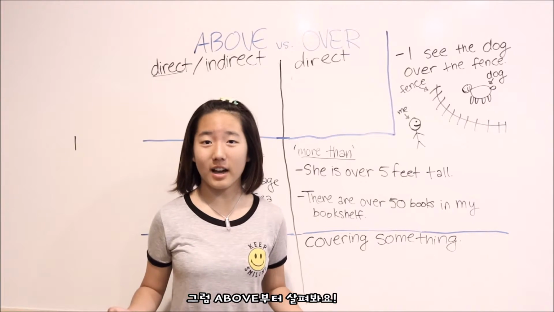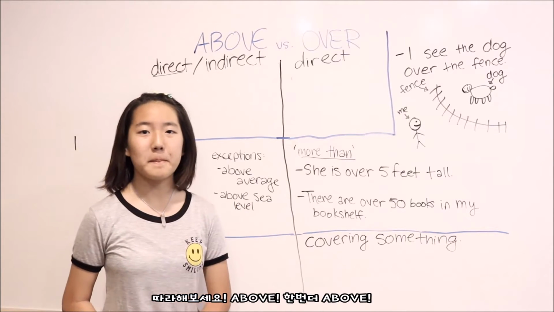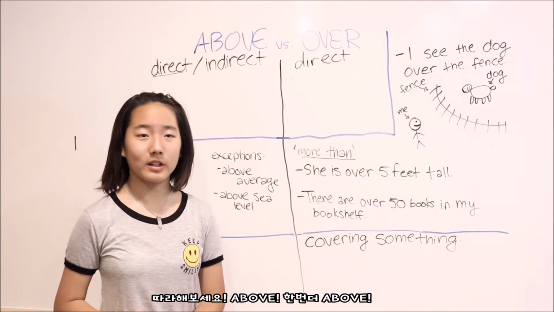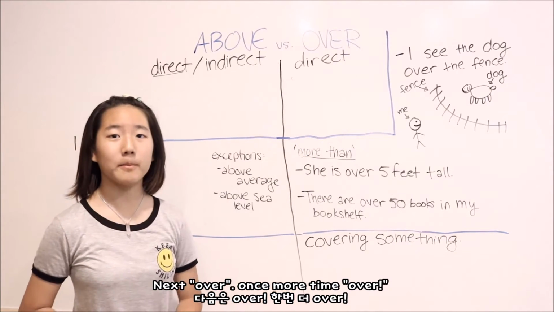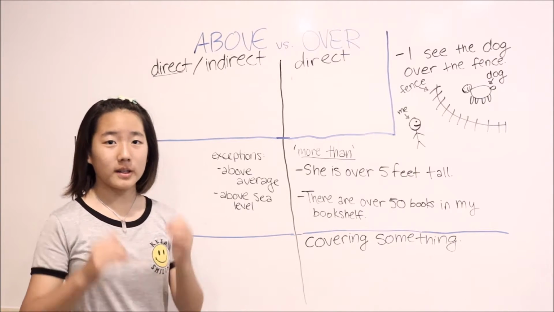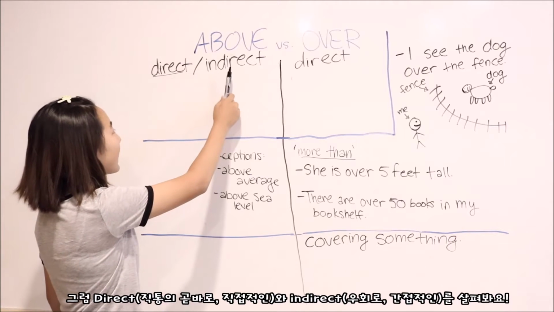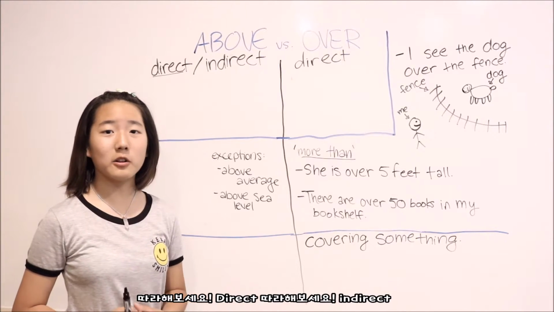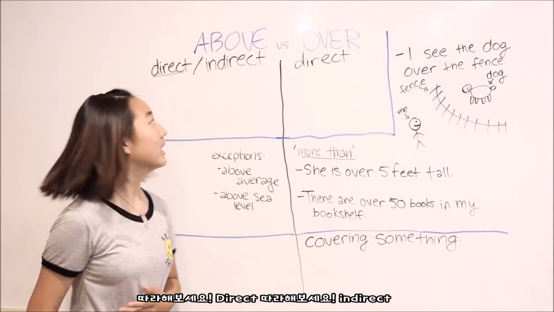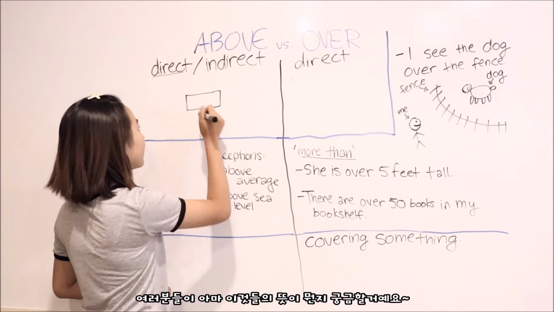Now first let's look at above. Follow me. Above. One more time. Above. Next, over. One more time. Over. Great job. Now, let's look at direct and indirect. Follow me. Direct. Follow me. Indirect. Now, you guys might be wondering what these mean.